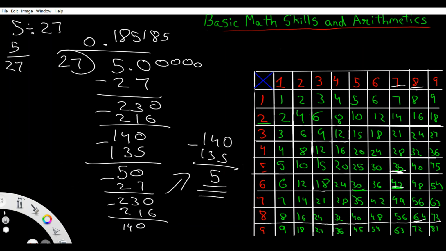So we can conclude that 5 divided by 27 is equal to 0.185 repeating. This dash here, we know that it means repeating. That means that the answer is 0.185 and repeat itself.